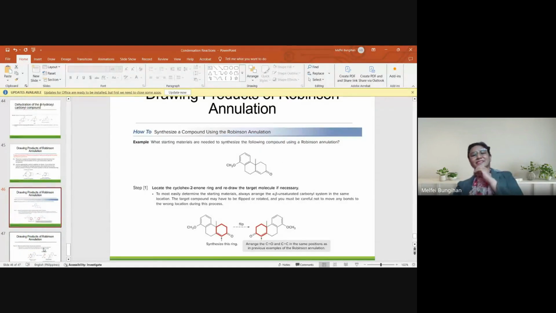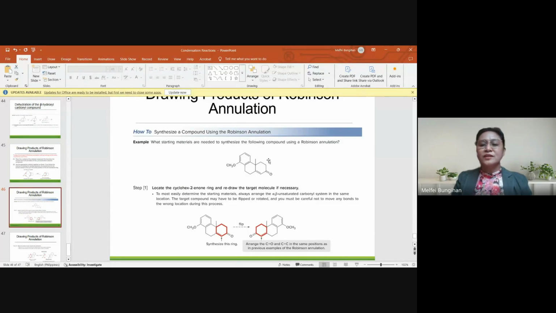Okay, yeah. So how to synthesize a compound using the Robinson annulation. This one is more complex, as you see, but if you know where to locate the positions, then you can never go wrong with the mechanism, of course. Okay? So, what starting materials are needed to synthesize this compound using Robinson annulation?